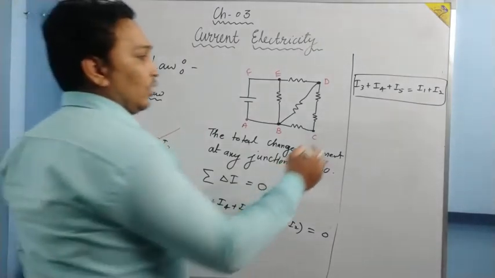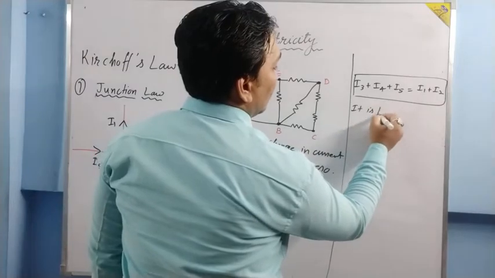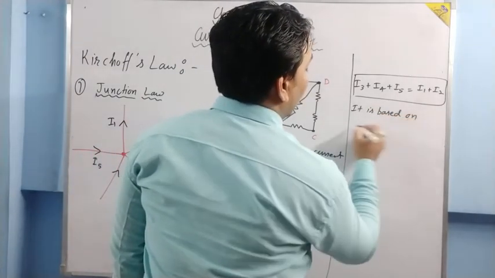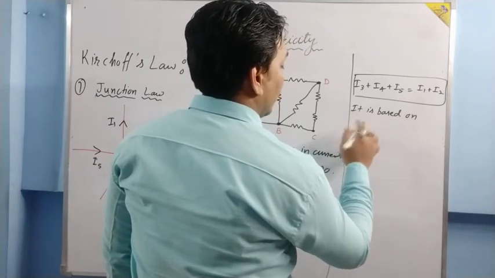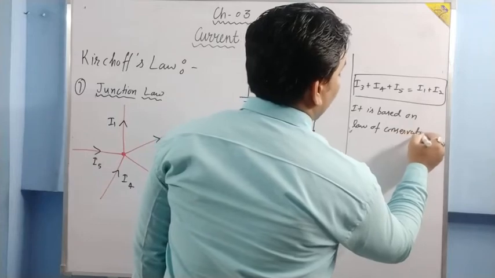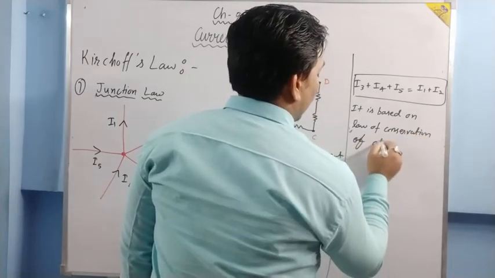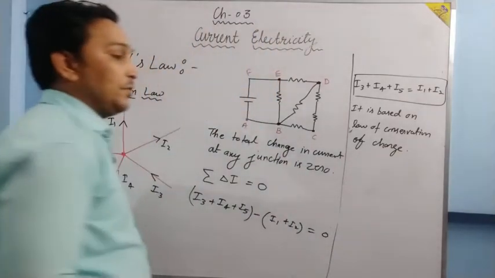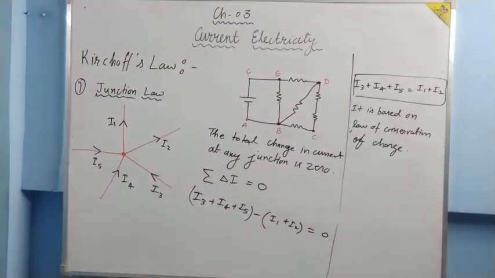So it is based on the law of conservation of charge. The total charge which is coming towards the junction per unit time will be equal to the total charge going out from the junction per unit time. So basically current will be the same. The total amount of charge remains conserved. So this is what the junction law is.